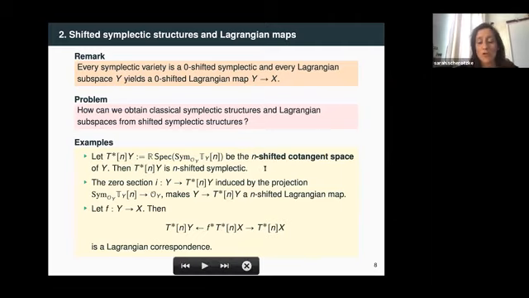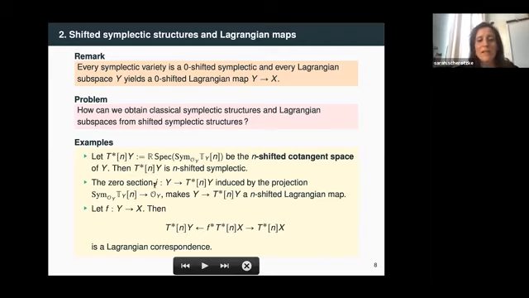To name some examples that are really parallel to the classical ones, in the derived setting we can also define a cotangent space. And here we can even more generally define what an n-shifted cotangent space is over a derived stack Y. It's just defined as the derived Spec of Sym of the tangent complex shifted by n. So this is a relative Spec over Y. And we know that this n-shifted cotangent space is n-shifted symplectic.